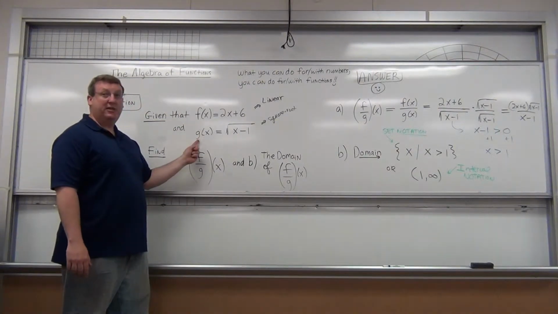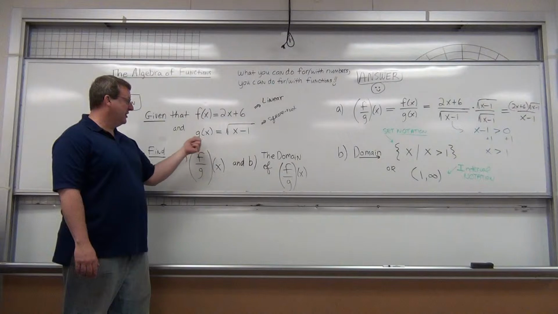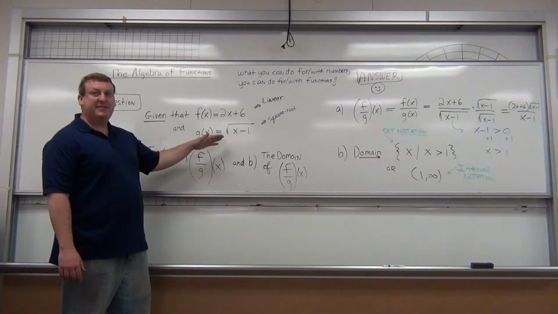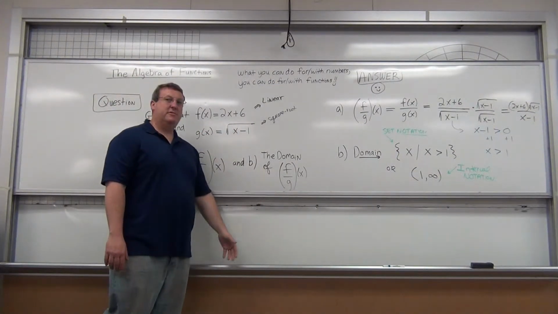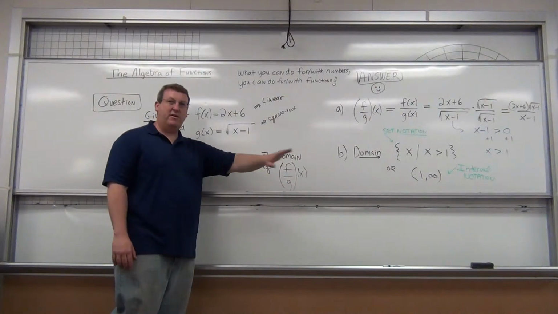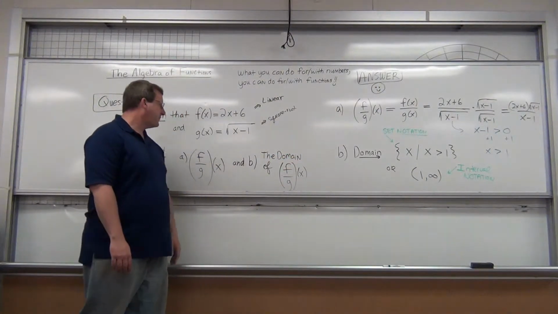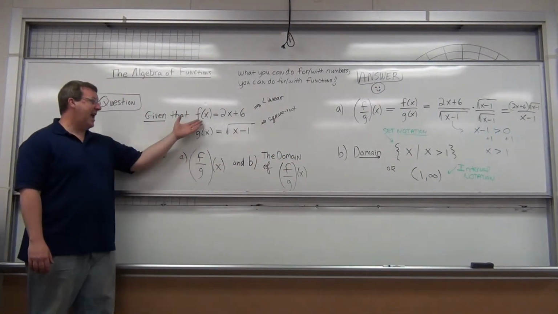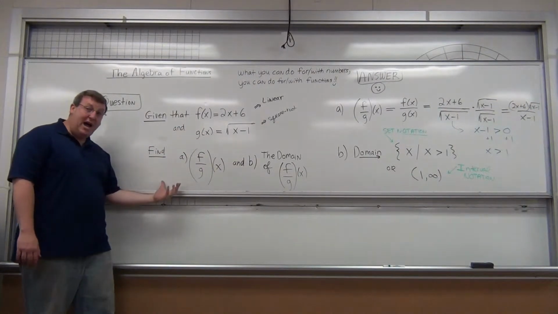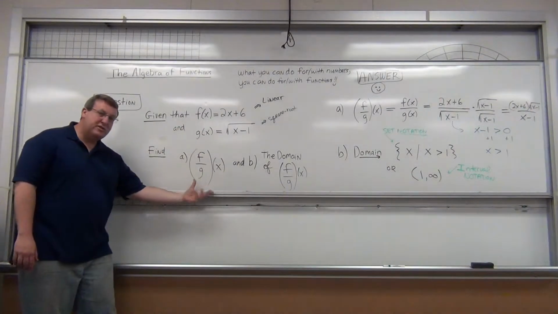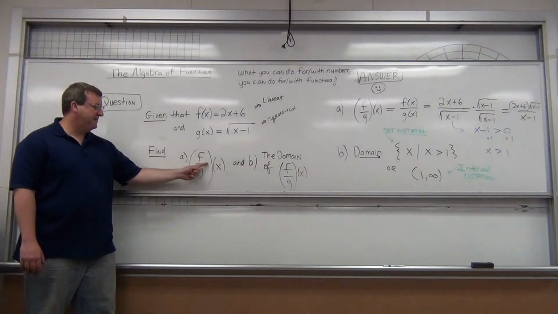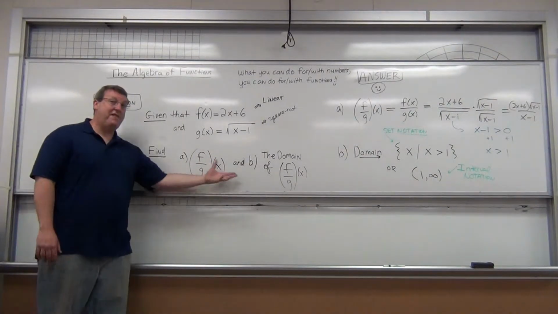The function g, notice I have different names. This is the function g. g of x is equal to the square root of x minus 1. So this is a square root function. Two very different looking functions. Well, the question says if I have these two functions, find... Interesting notation here. It's f divided by g of x.